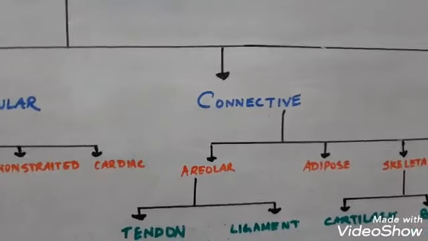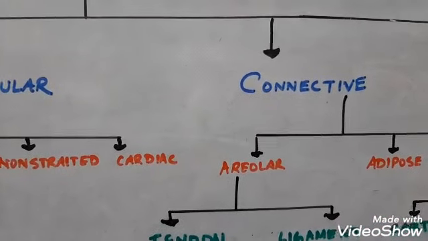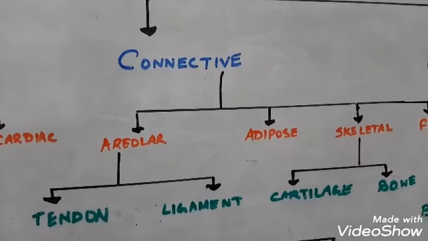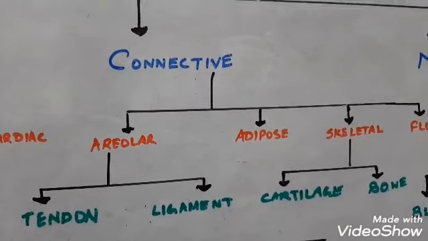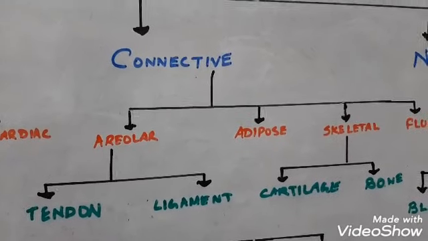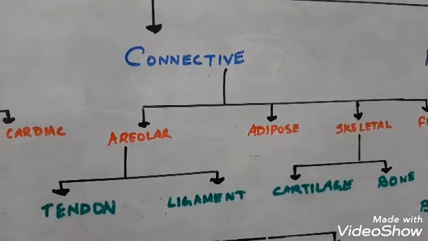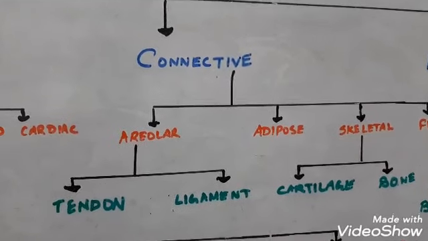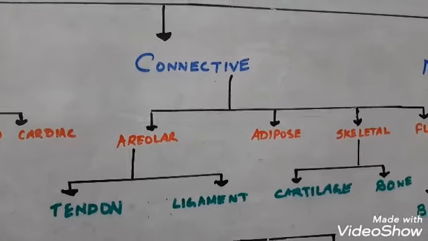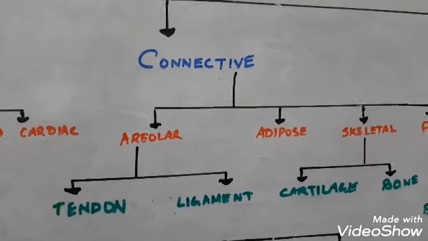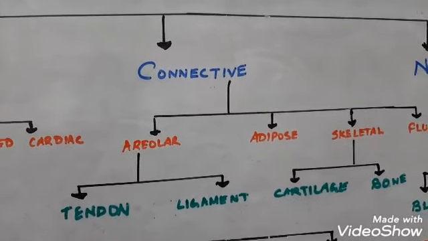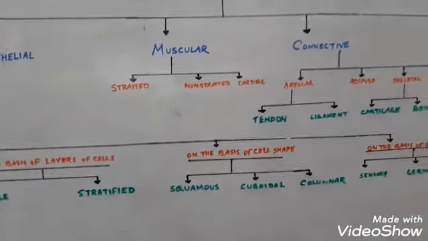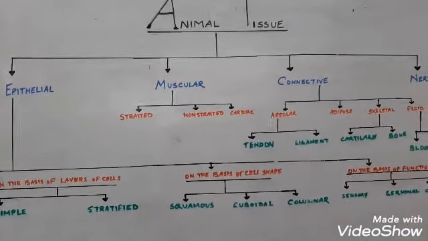Now general functions of connective tissues are to connect the different tissues and organs of the body. They also give support to the muscles in the form of endoskeleton, and it stores fat in the adipose tissue. Transport of various nutrients takes place by blood and lymph, and it also provides immunity to the body by lymphocyte cells or macrophage cells. Okay, so these are the general functions of the connective tissue. So these are the four types of animal tissues that we have studied now.